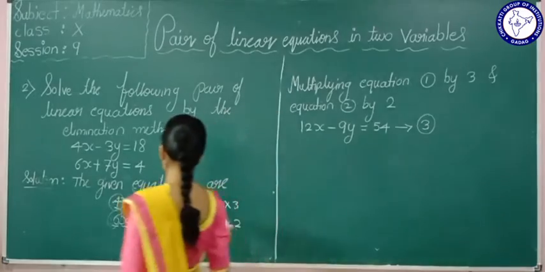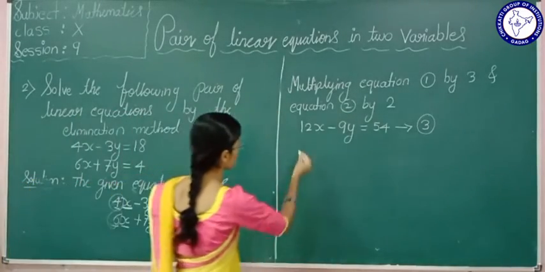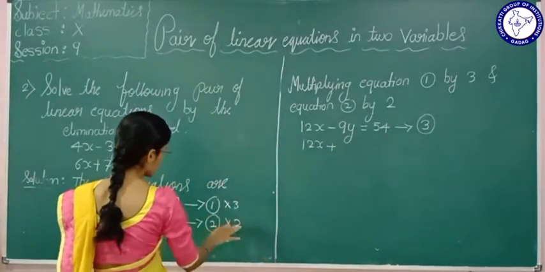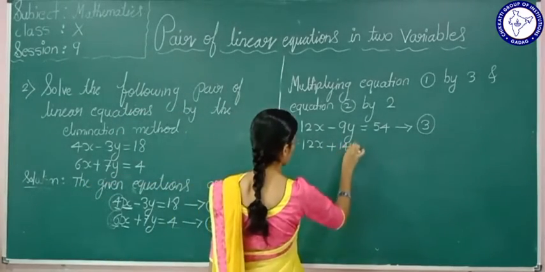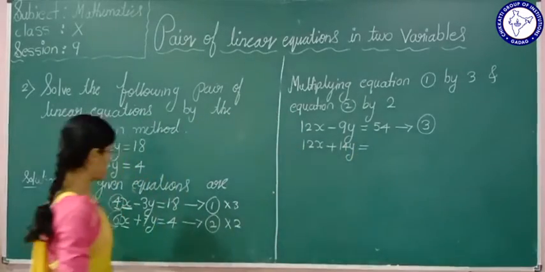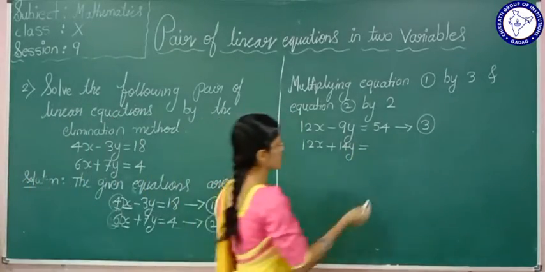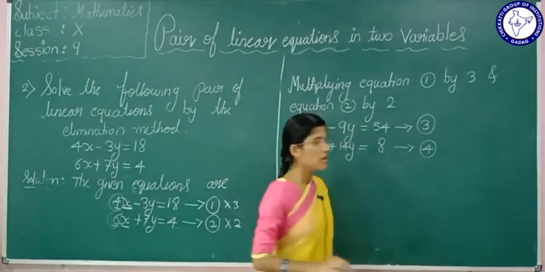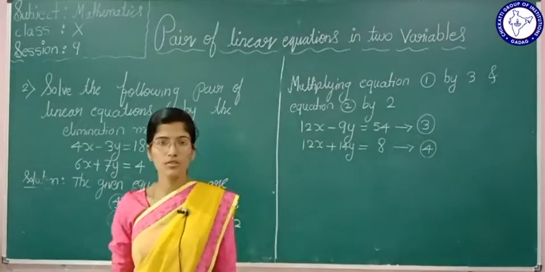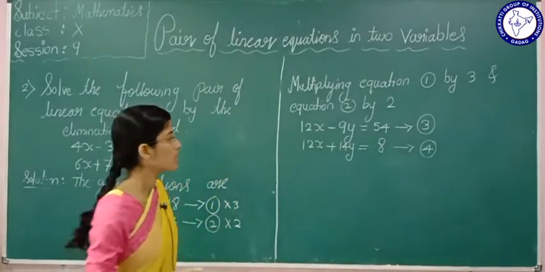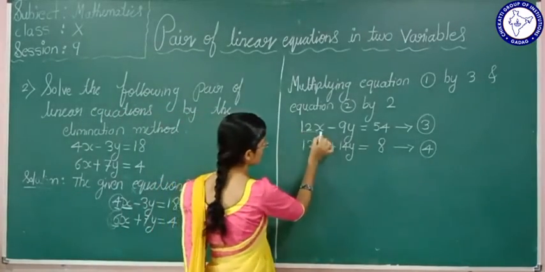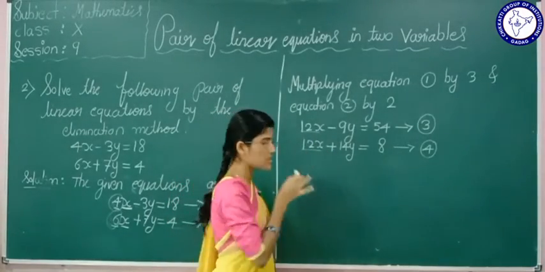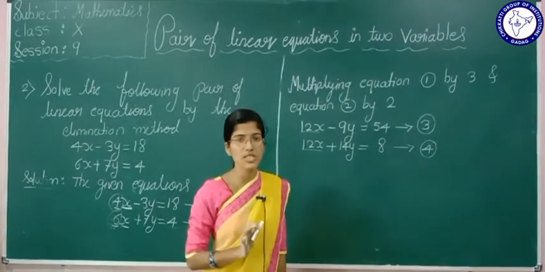Now see next, 6 2s are 12x plus 7 2s are 14y is equal to 4 2s are 8. Now I got equations 3 and 4. Now here 12x, here also 12x. To remove x here, you add or subtract.